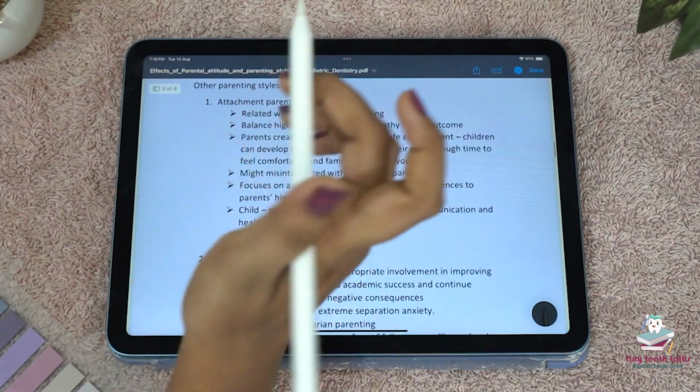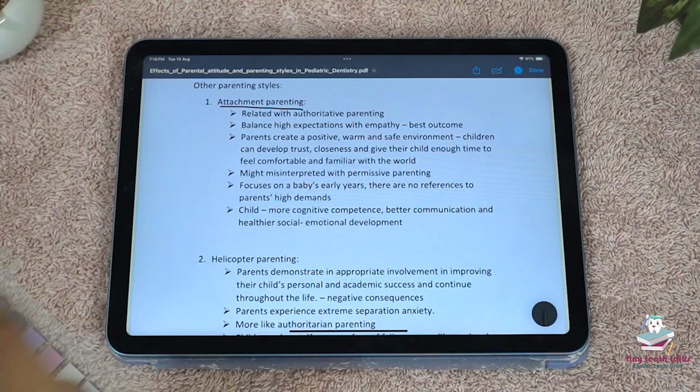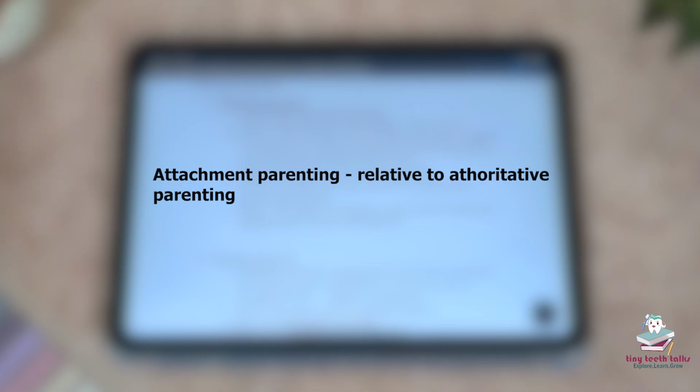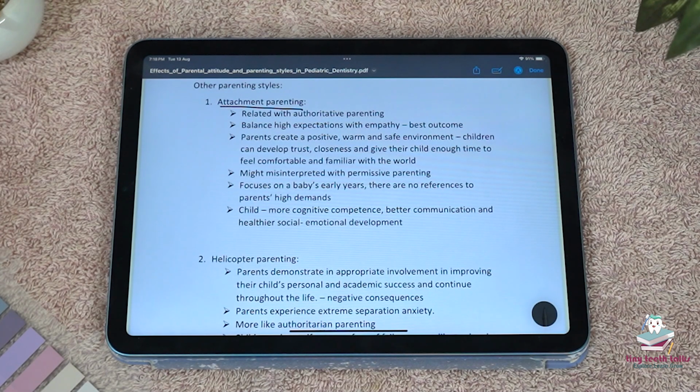The other parenting style is attachment parenting. It is related to authoritative parenting, balancing high expectations with empathy, so they get the best outcome.